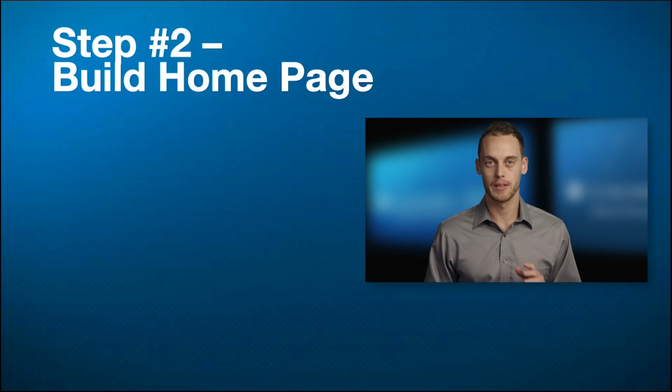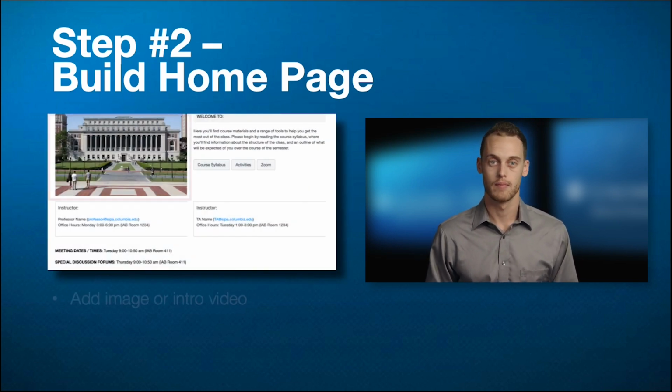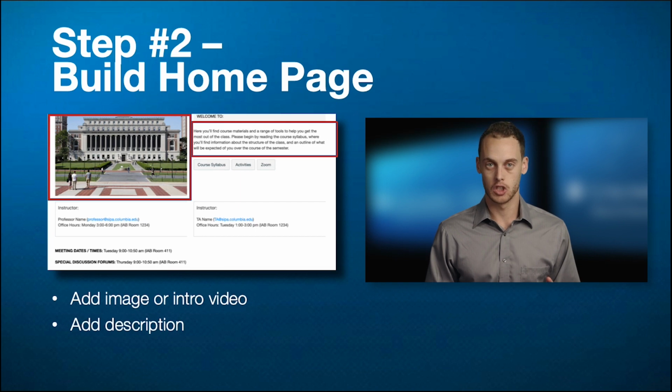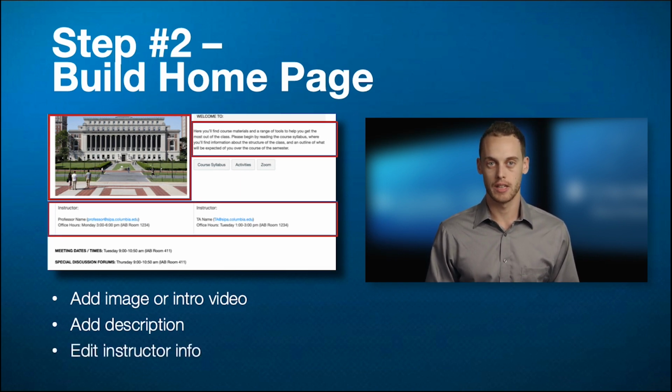Step number 2, we're going to build out our homepage with some additional information. We might want to do things like add an image or maybe an introductory video, maybe add a class description or a welcome message, edit our instructor video, tell them who we are, where they can find us, where they can contact us, and we can add meeting times.